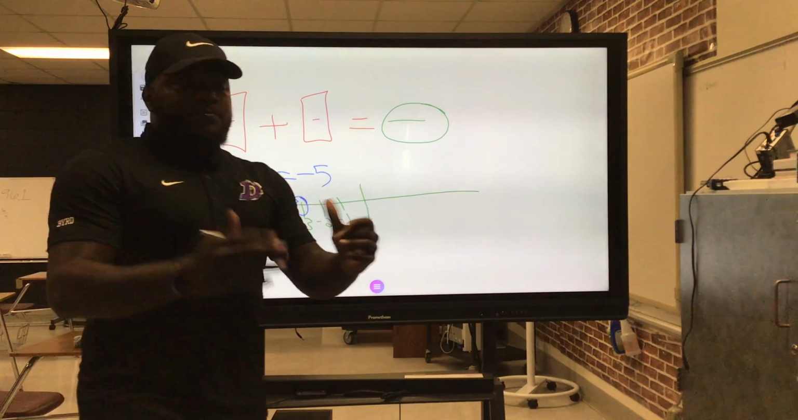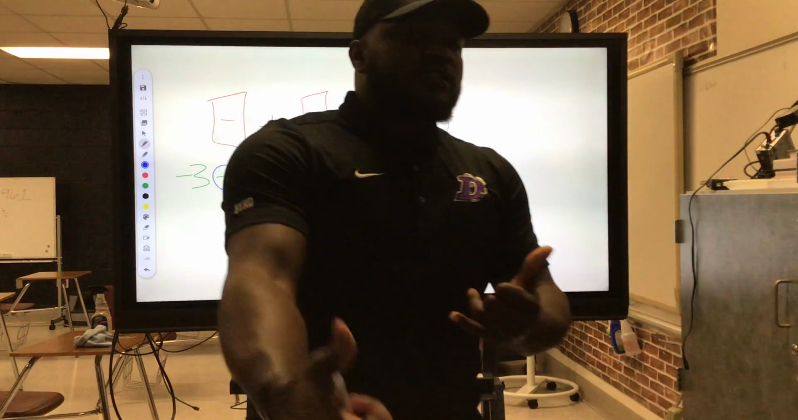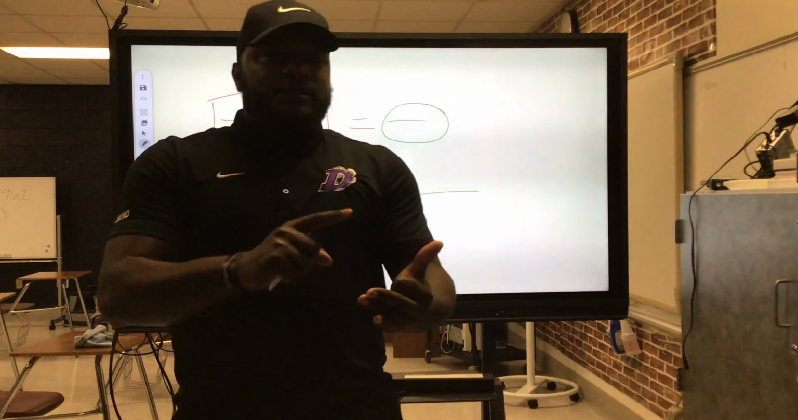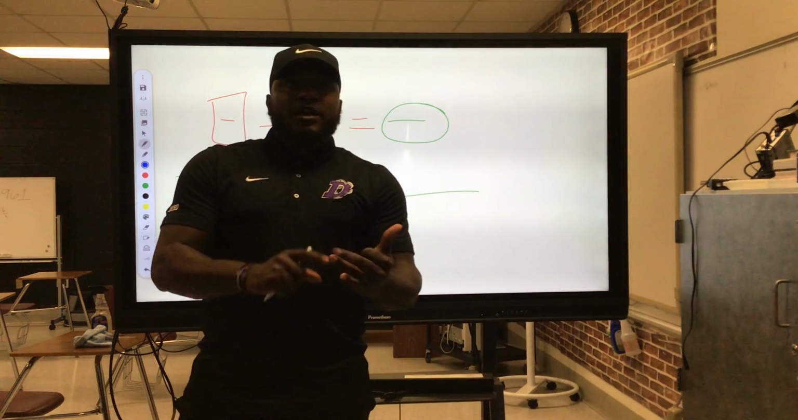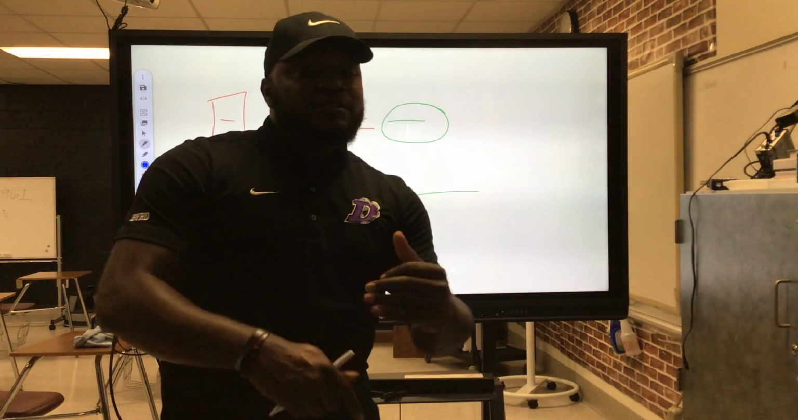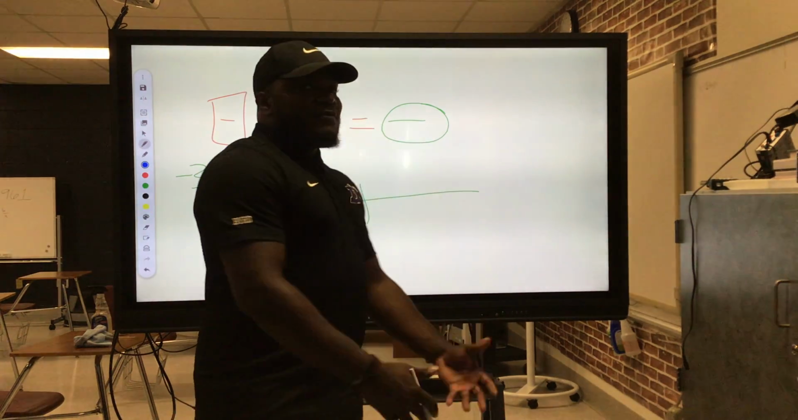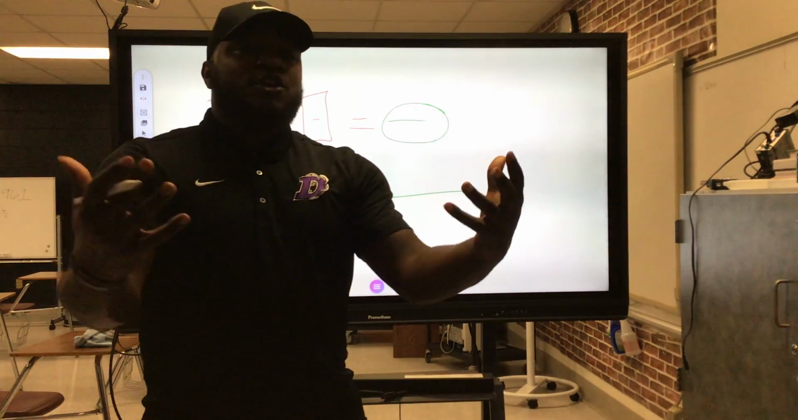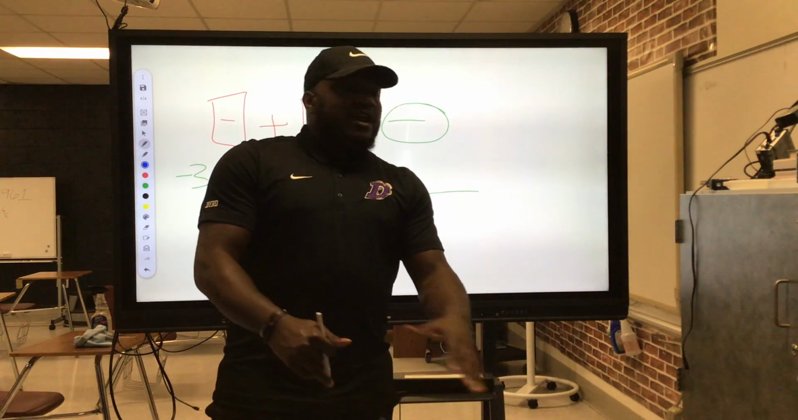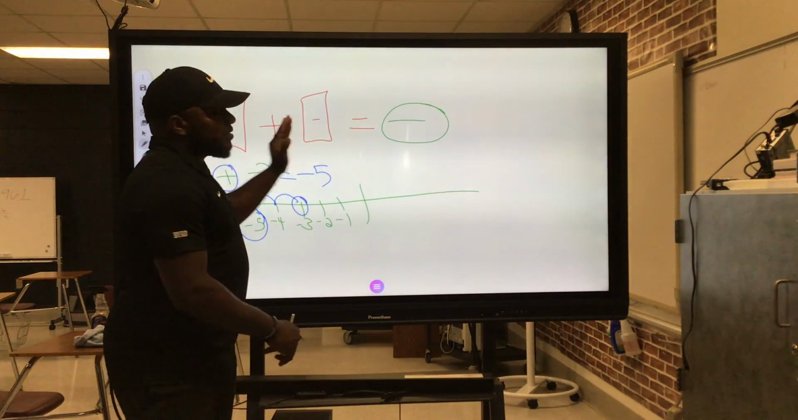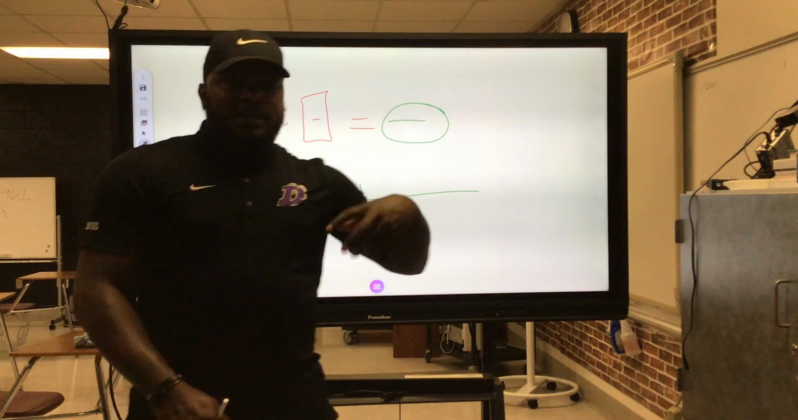So let's recap. A positive plus a positive will always give you a positive. A negative plus a positive, or a positive plus a negative, will always give you the integer of the higher whole number, the absolute value. And then last but not least, a negative plus a negative will always give you a negative.